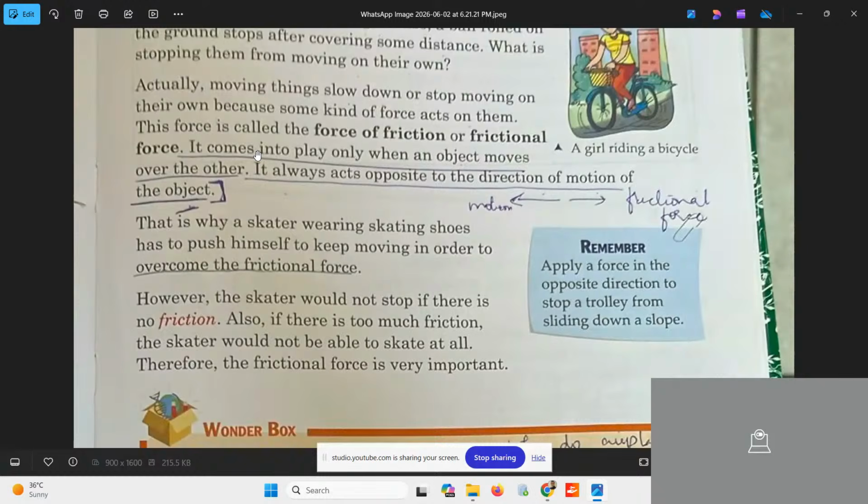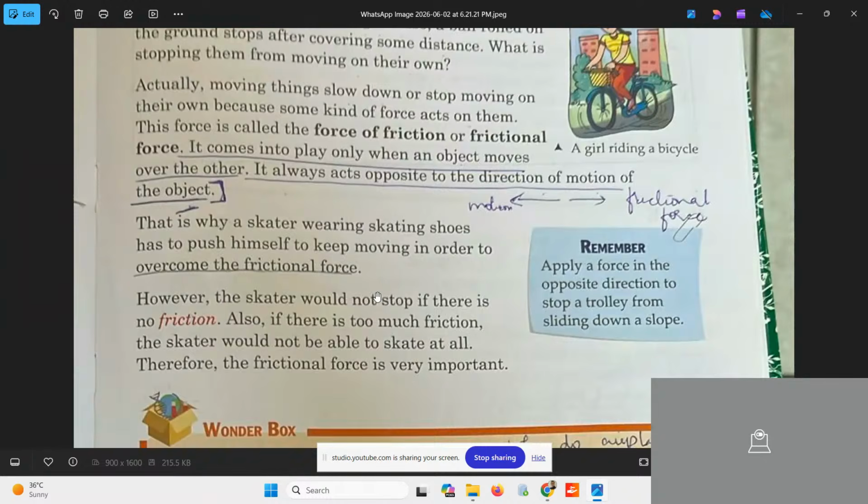Friction always acts in the opposite direction of the object's motion. For example, a ball rolling on the street slows down. A cycle, if we stop pedaling, will slow down. That's why a skater wearing skating shoes has to push himself to keep moving in order to overcome the frictional force. Same even for cycling.